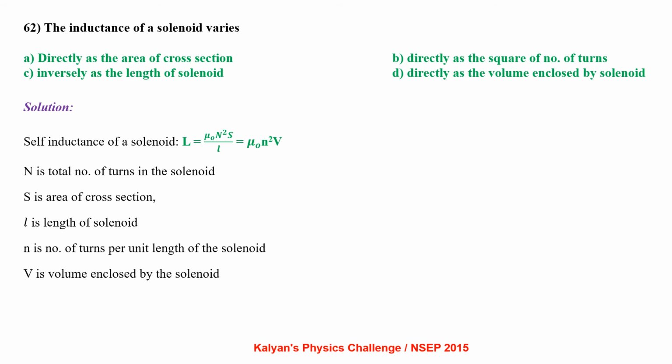The inductance of a solenoid varies directly as the area of cross section, directly as a square of number of turns, inversely as length of the solenoid, directly as the volume enclosed by the solenoid. Self-inductance of a solenoid L equals mu naught N square S by l, that can also be written as mu naught n square V. Here capital N is the number of turns in the solenoid, S is area of cross section, l is length of the solenoid, small n is number of turns per unit length, and V is volume enclosed by the solenoid. From the formula we can see all four options are correct.